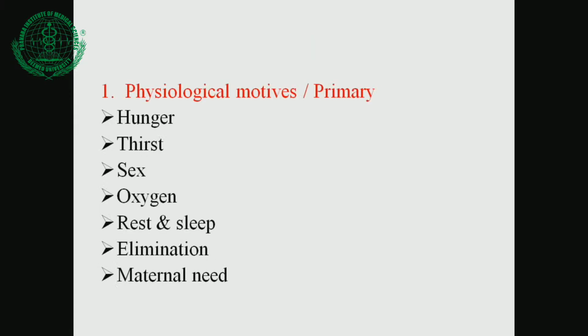When we are talking about the physiological motives, or the primary motives, these are the basic ones. The person wants to fulfill these motives first, and only then will he go towards the higher motives, or the secondary motives. So what are the physiological motives? They are hunger, thirst, sex, oxygen. After working, the person wants some rest, and he wants to sleep.